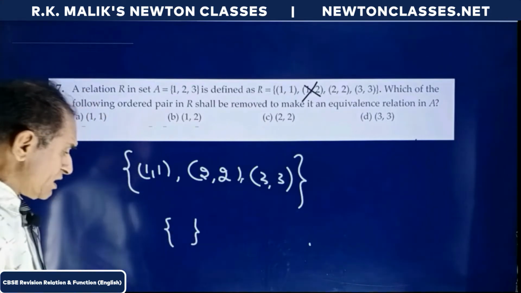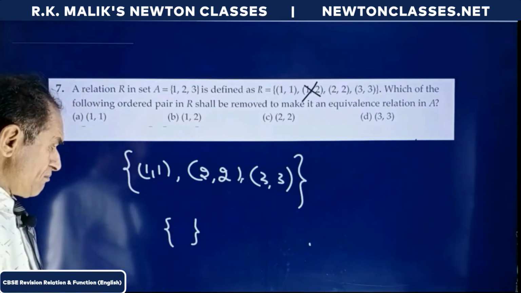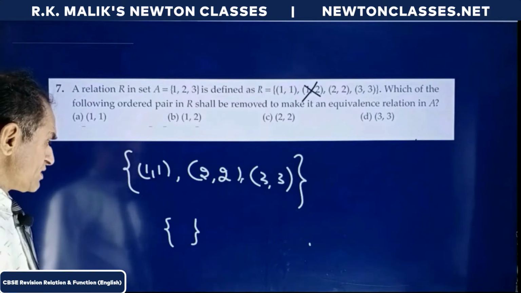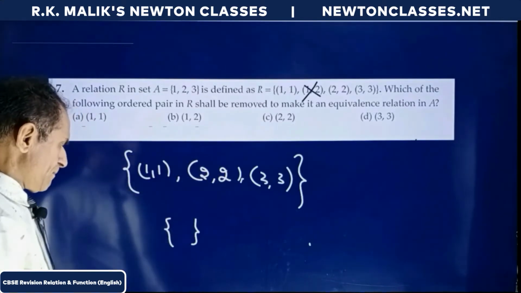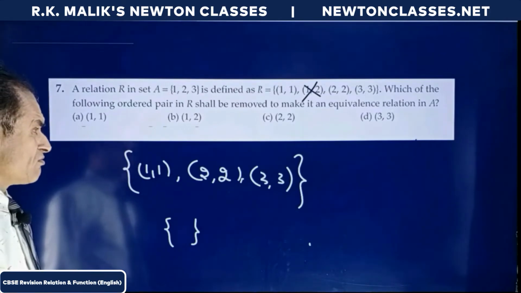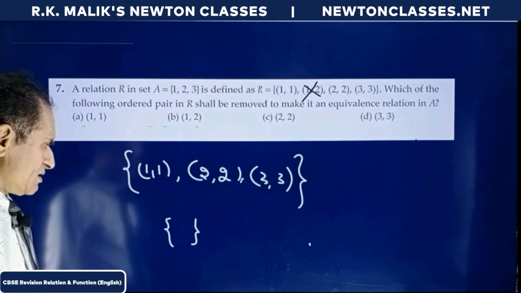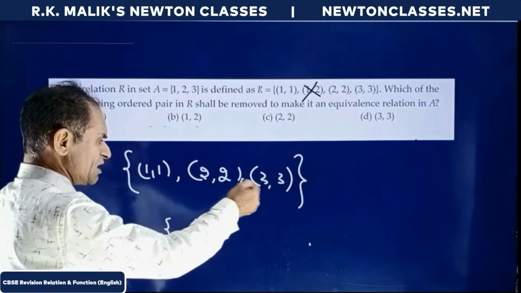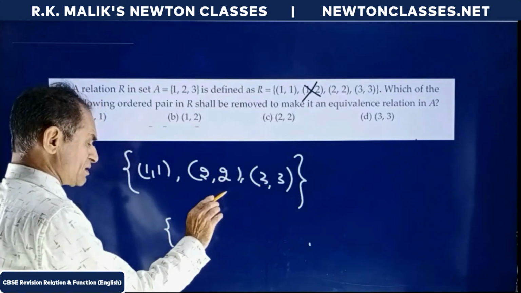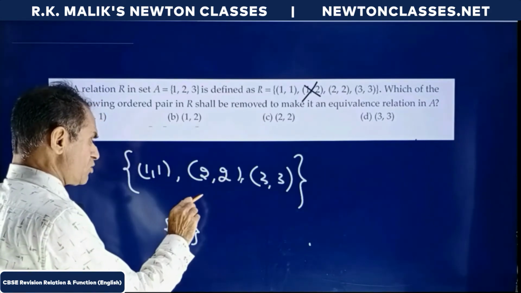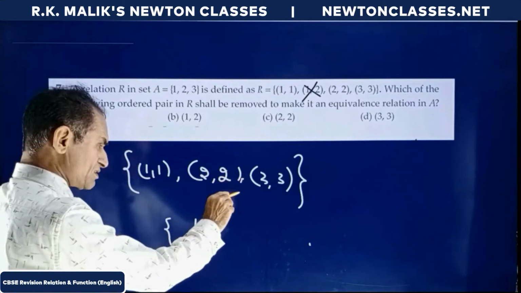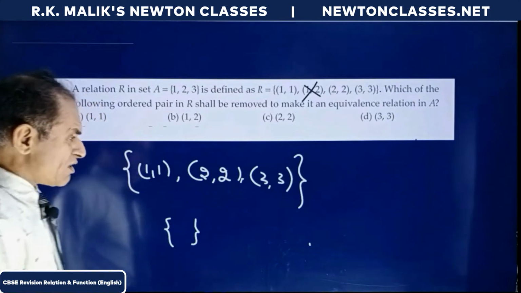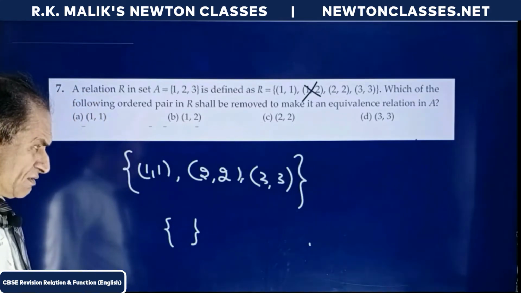Remember that the empty set is not a reflexive relation, because for the relation to be reflexive, (1, 1), (2, 2), (3, 3), all three must be present. Only then will the relation be reflexive. More than these, any other ordered pair is allowed to come. For a relation to be reflexive, the main condition is that only these three ordered pairs must come. For any other ordered pair, there is no condition.